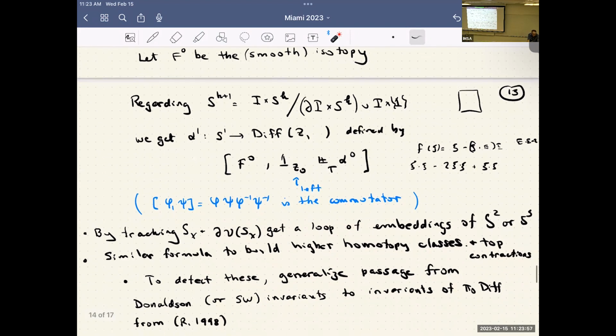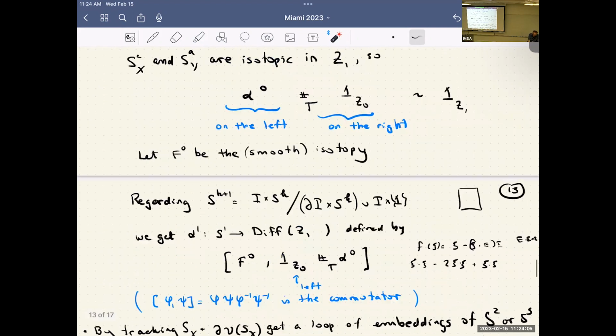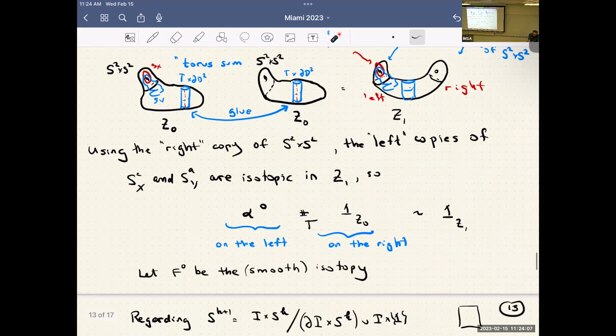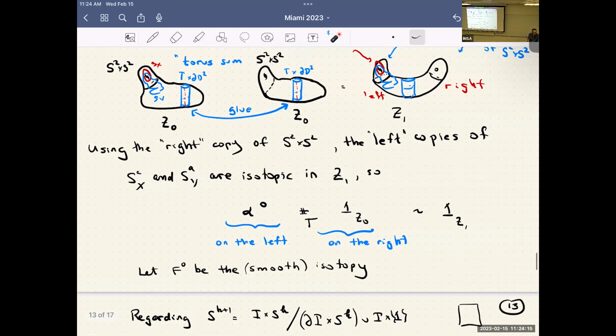And so where is it important that you're doing a fiber sum along the torus? Well, somewhere in all that, we have to calculate an invariant, and somewhere in there we have to use the calculation of the Seiberg-Witten invariant for some four-manifold, and that four-manifold will be a fiber sum of two other four-manifolds.